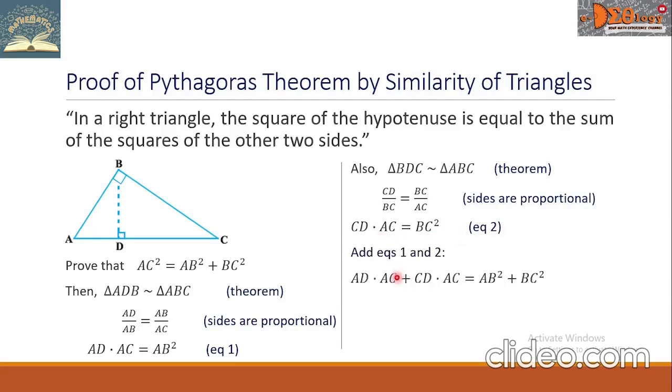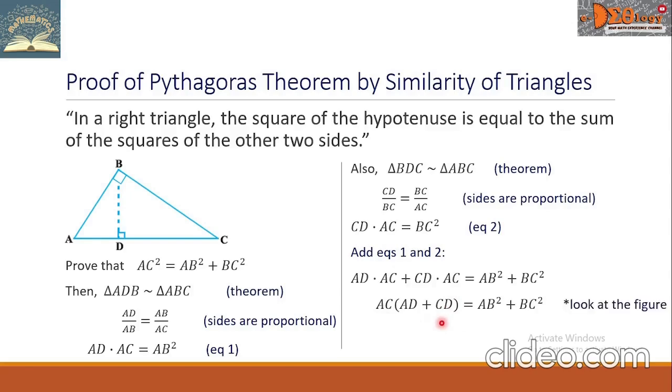Then let us add equations 1 and 2. So we have like this. AD times AC plus CD times AC equals the square of the side AB plus the square of the side BC. Look at the left side. There is a common value, and that is AC. We can factor it out, and it becomes like this. The left side is now AC times the quantity AD plus CD.